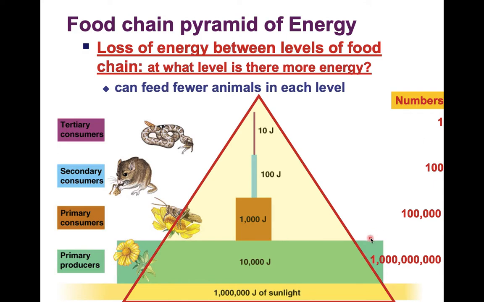Well, yeah, right? Because you need to have a lot of producers with a lot of energy so that they can provide that energy to these consumers. By the time these tertiary consumers get energy, there is going to be less energy at the top of this pyramid. So therefore, there are fewer tertiary consumers.